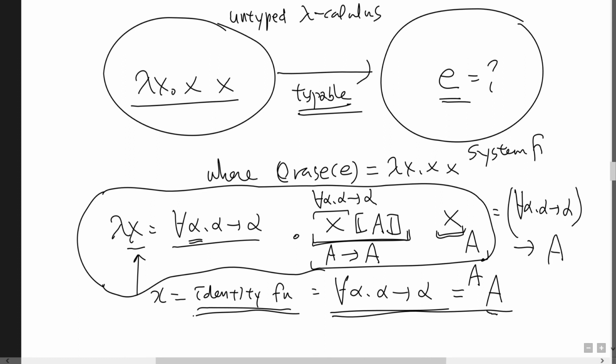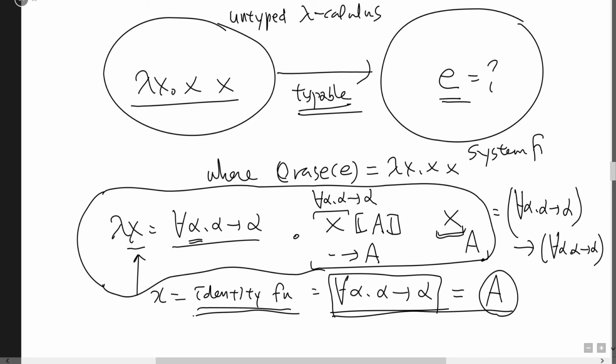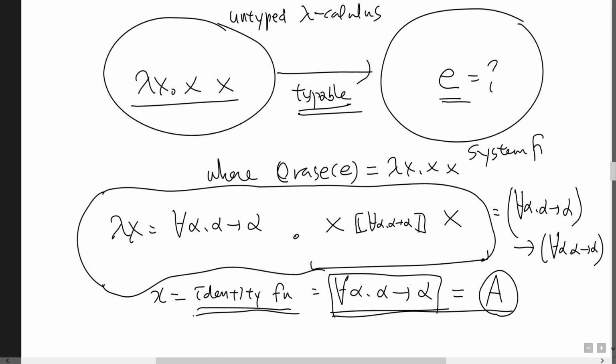But A is actually the same type. A is this polymorphic type, so it has this type. We can actually expand this one for all alpha, alpha arrow alpha, like this one. So this is the result of type reconstruction.